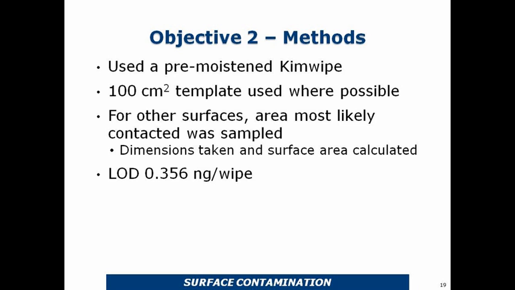If it was not flat or it was smaller than 100 square centimeters, what we would do would be sample the area most likely contacted. So if it was a pen, a writing instrument, we would sample the entire surface. If it was a cart, we would just sample where the handles were as opposed to the flat surface of the cart where the contact would not be as great. Okay? And then we took dimensions so we could calculate the surface area. Our analytical method was quite decent in terms of sensitivity. We got down to the nanogram level of 0.356 nanograms per wipe.